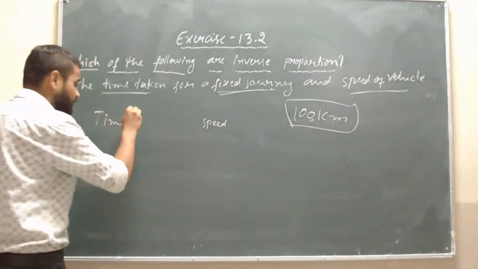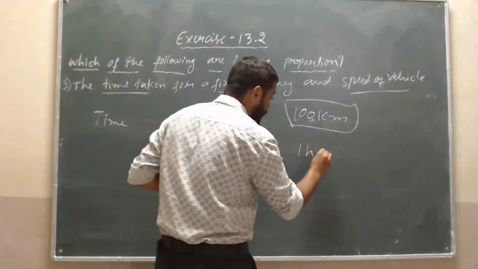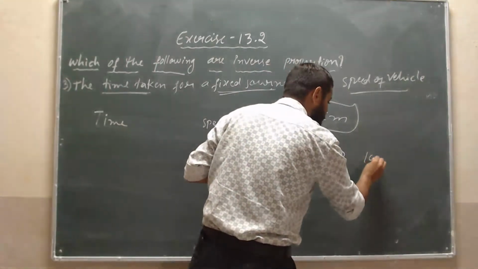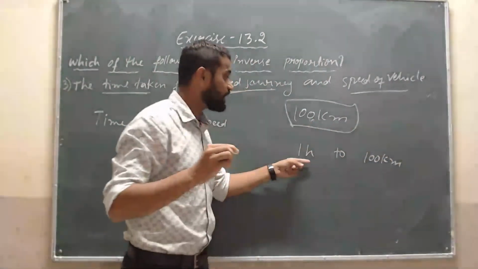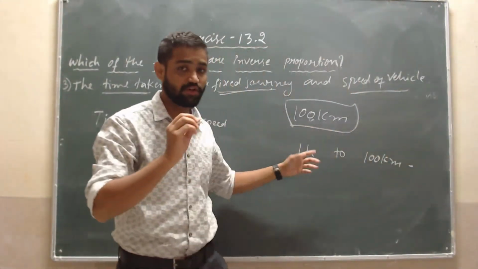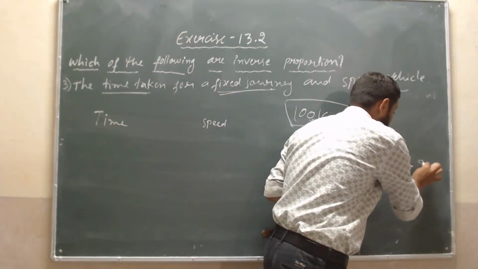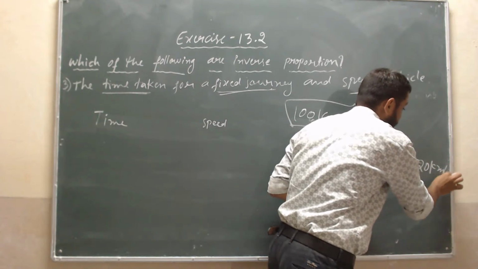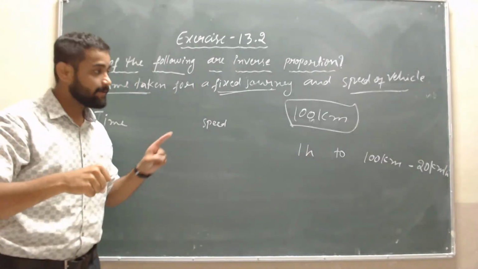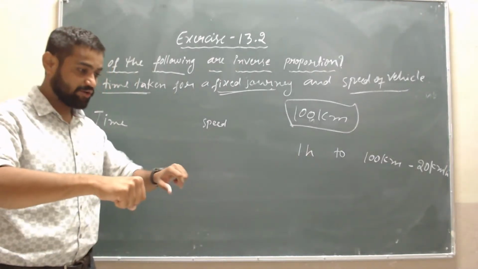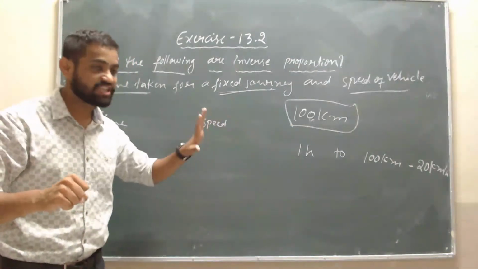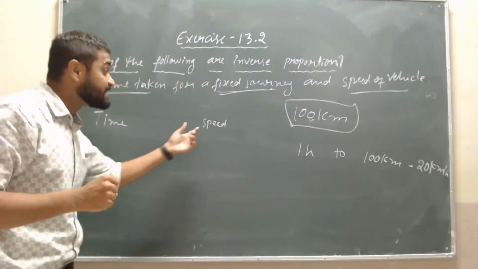Concentrate here. If I take 1 hour to complete 100 kilometers, that is, the speed is 100 kilometers per hour. Sir, in one hour, with a bike at that speed, I will complete the journey of 100 kilometers. I will go in 1 hour, sir.